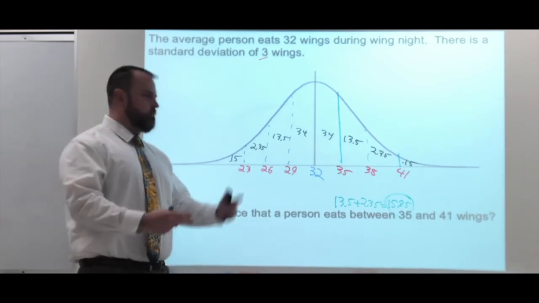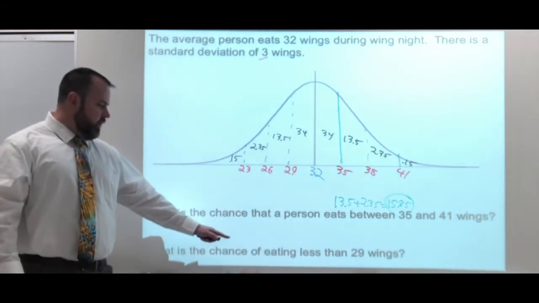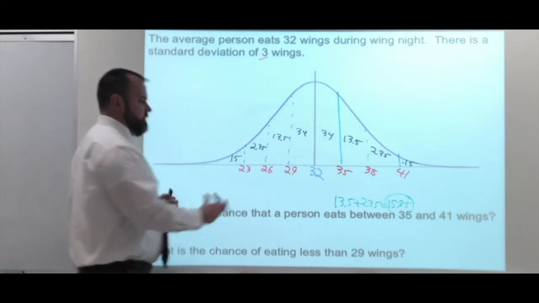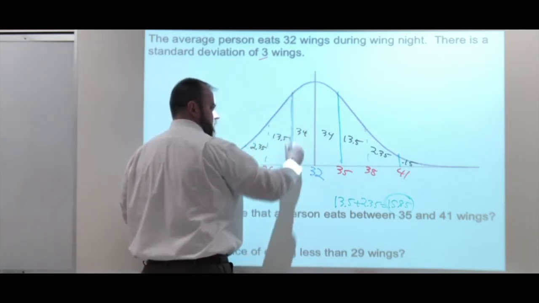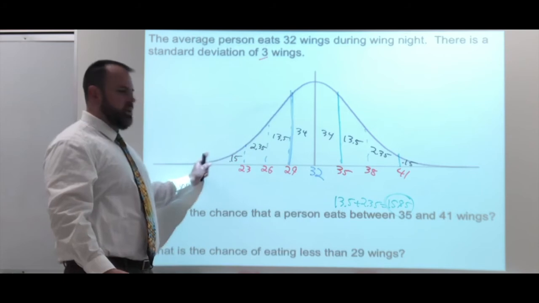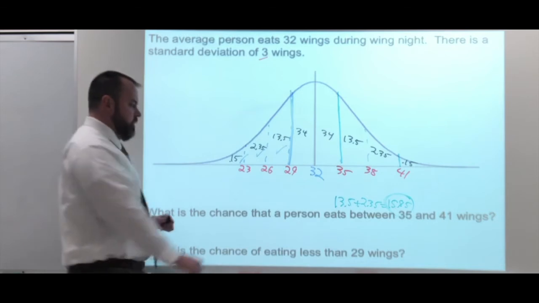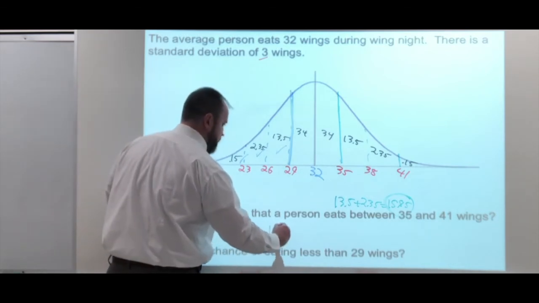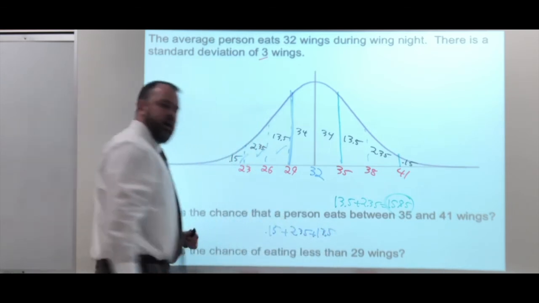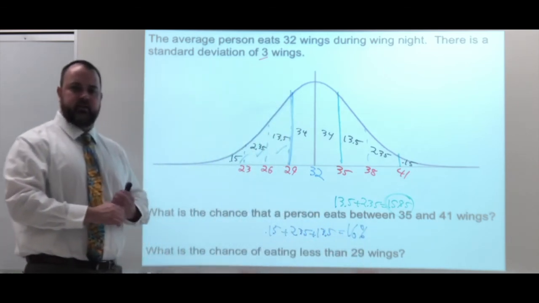As long as you have it set up and you find the correct lines, you can then add up your percentages. What's the chance of eating less than 29 wings? Well, let's see where this one is. 29 is here. Remember that line represents the 29. Less than is everything going down. So it's 3 sections we would have to add up: 0.15 plus 2.35 plus 13.5. Add those up and you get 16%.